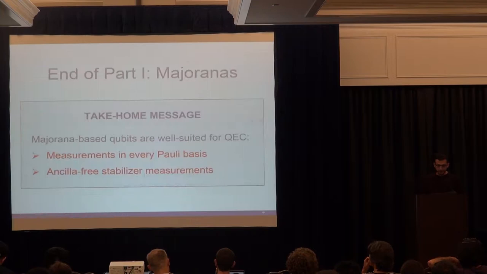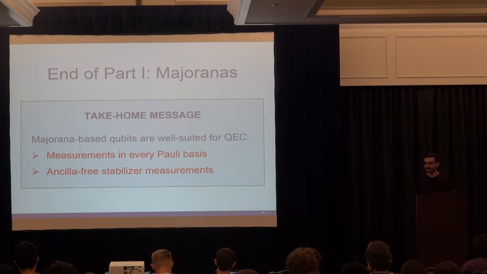So that's the take-home message of the first part. Majorana-based qubits are just like any other qubit, but they can be measured in every Pauli basis, which gives them robust single-qubit Clifford gates. And they offer ancilla-free stabilizer measurements.